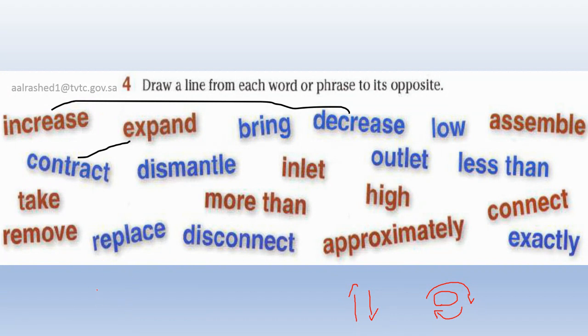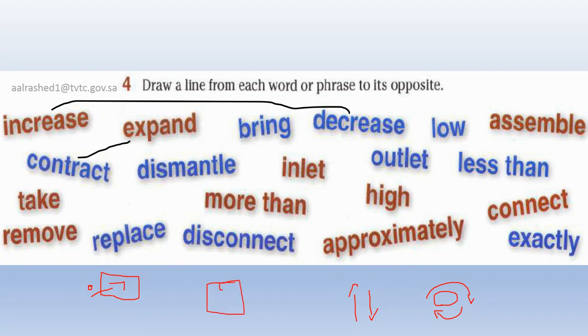Imagine that you have a company, established in Medina. You need to expand, which means you need to become bigger. So we need to open other branches either in Medina or outside Medina. So this is expand, to become bigger. Contract is the opposite.